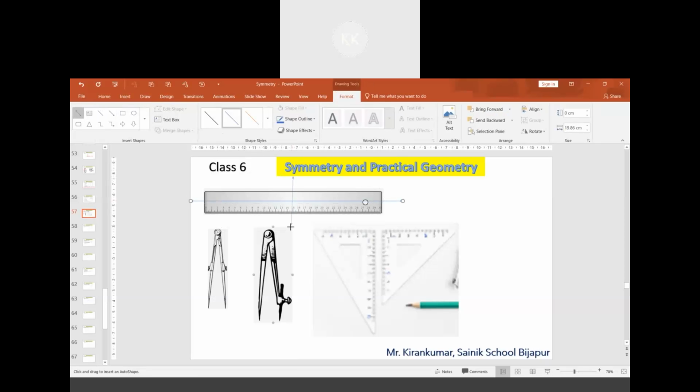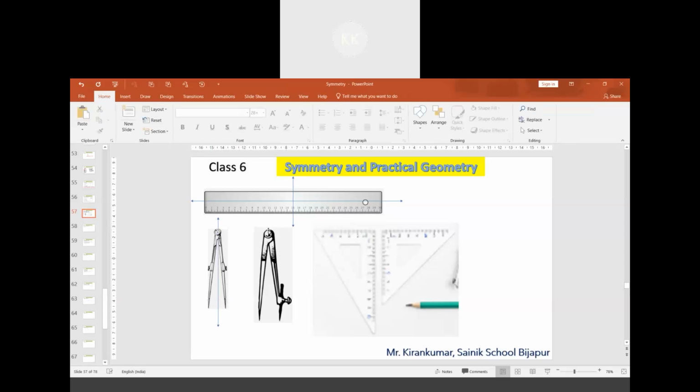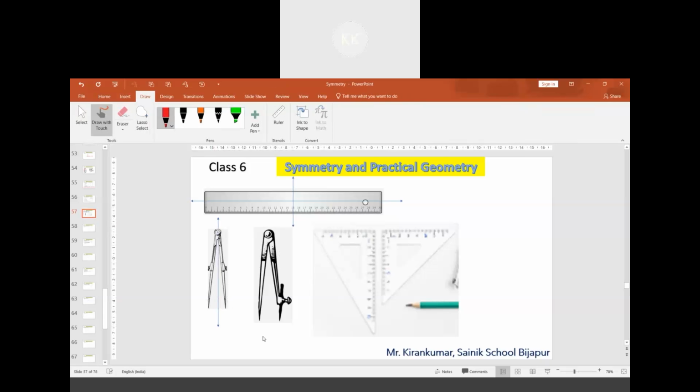Divider. For a divider, if you observe, there will be only one line of symmetry. On both sides there will be metallic ends, the needles. For this particular figure, which is a compass, there is no line of symmetry. No line of symmetry.